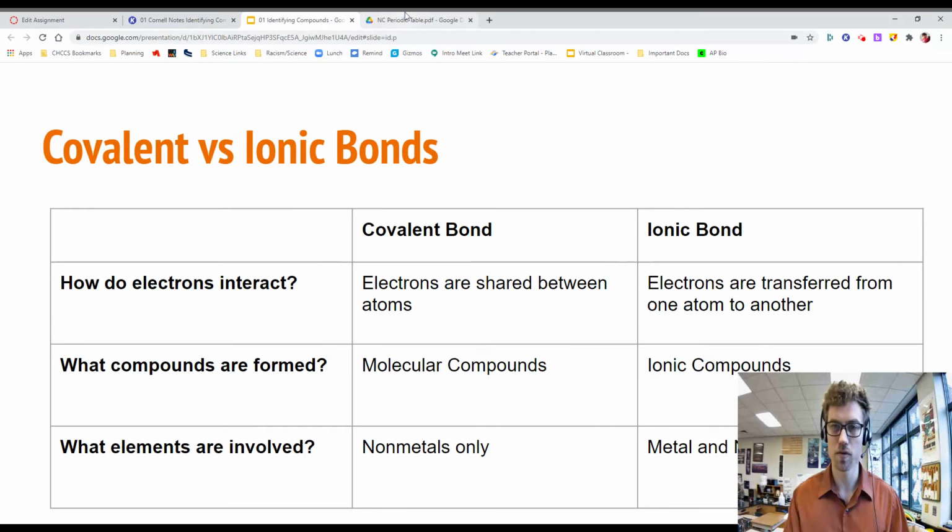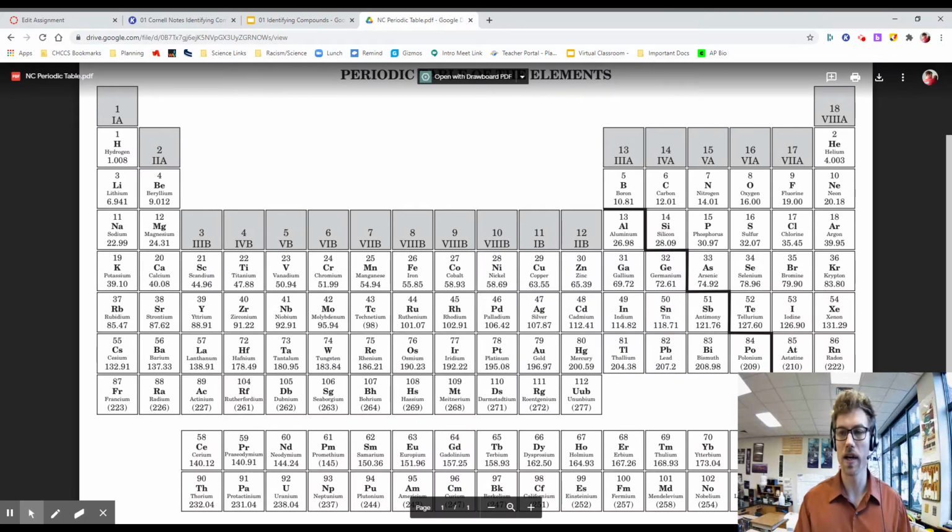So if we pull up a periodic table real quick, right? Remember that your non-metals are those that are on the right side of the periodic table, so to the right of the staircase, the nice dark black line here, right? Or hydrogen. Remember, hydrogen is also a non-metal. Your metals, remember, are to the left of the staircase.